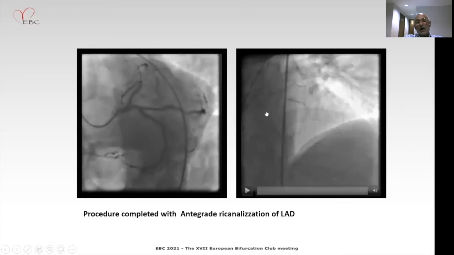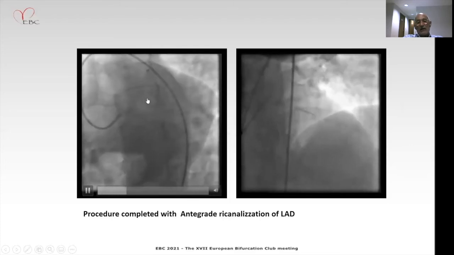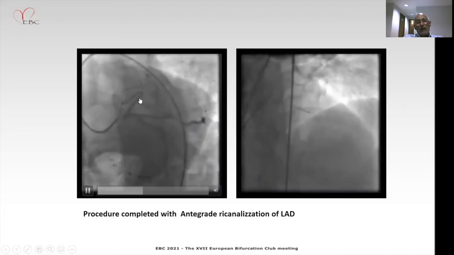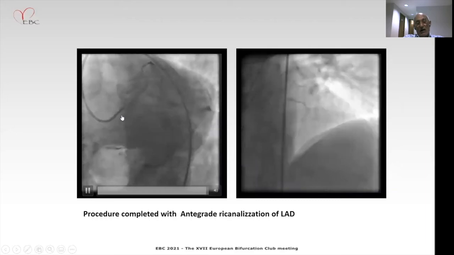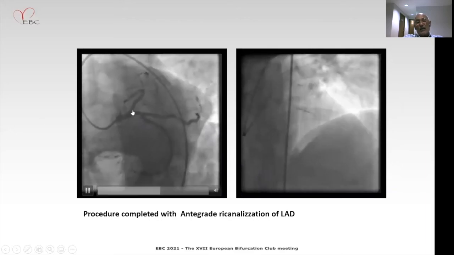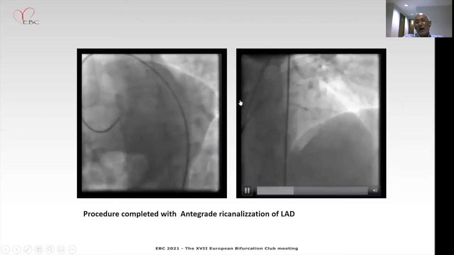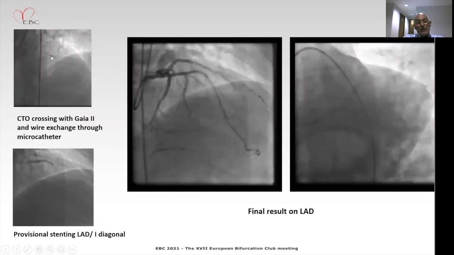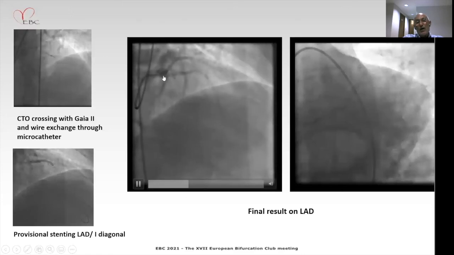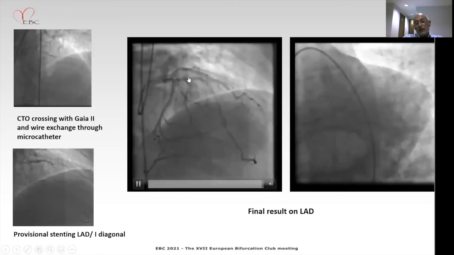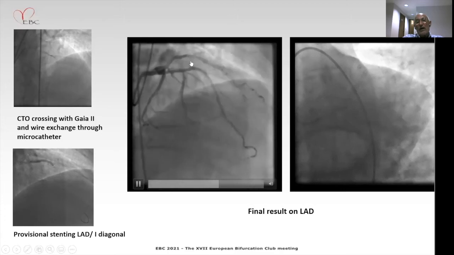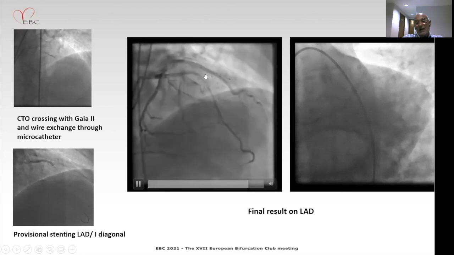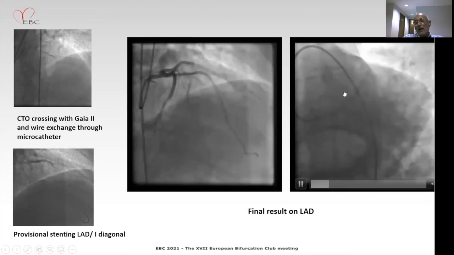And this was the final result after proximal LAD, ostial left main stenting. Then we proceeded to complete the procedure for LAD recanalization, which was performed successfully by antegrade approach. The total occlusion was easily crossed with Gaia 2 wire. Then LAD was stented, and this was the result after LAD stenting.